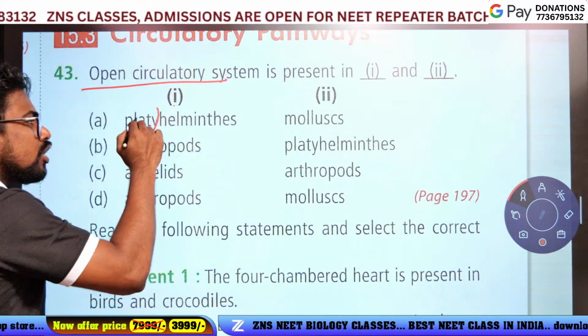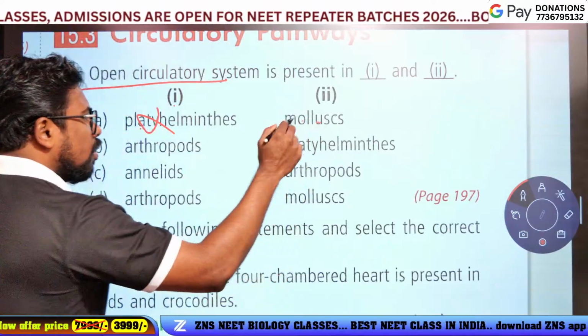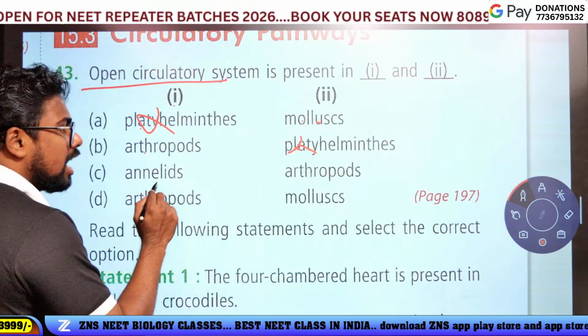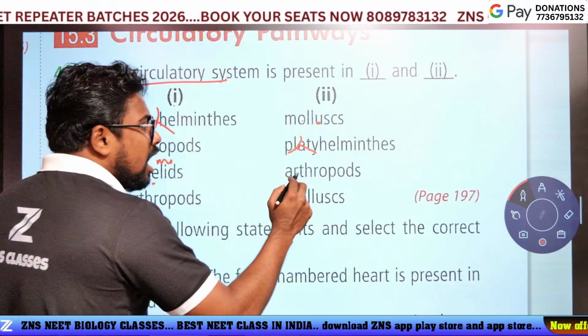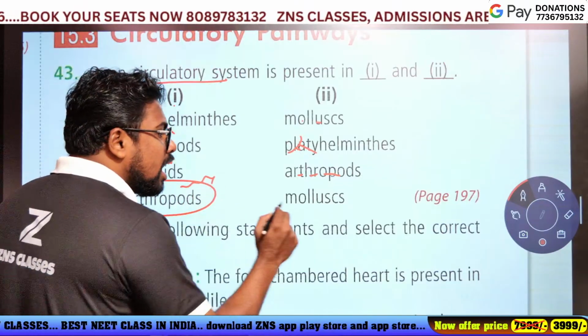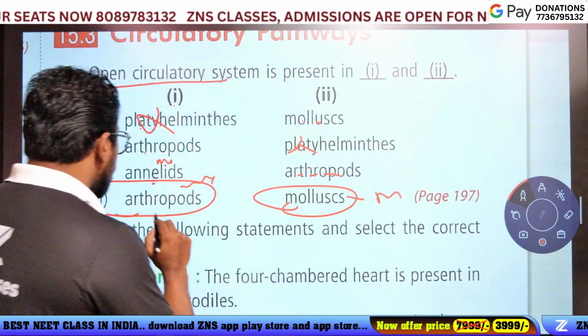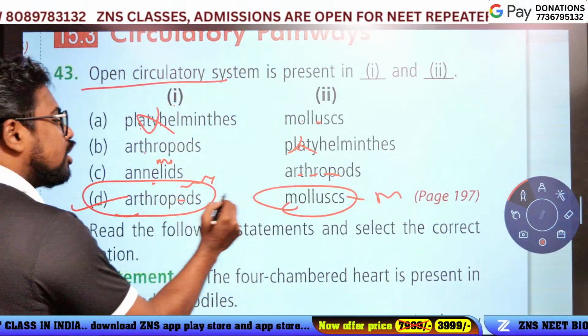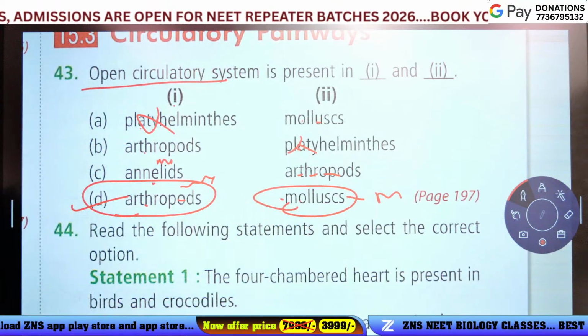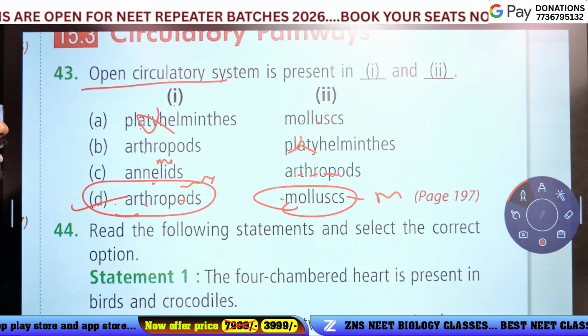Not in the circulation. Here, mollusca, no. Arthropod and platyhelminthes, no. Annelida is a closed circulation. Arthropod is open circulation, and the mollusca is open circulation. Option D is the answer. Arthropod is open circulation and the mollusca is open circulation. Option D is the answer.